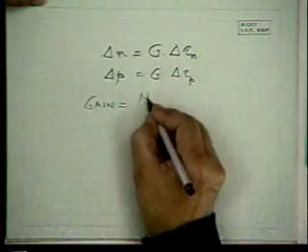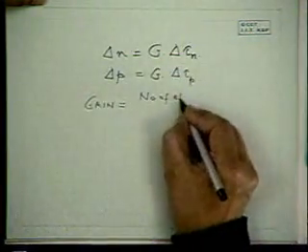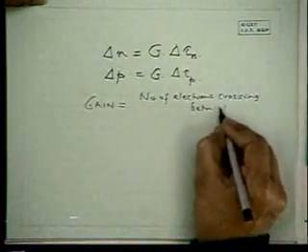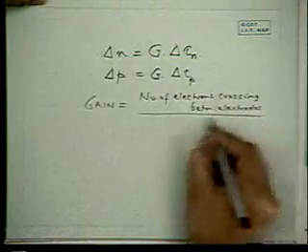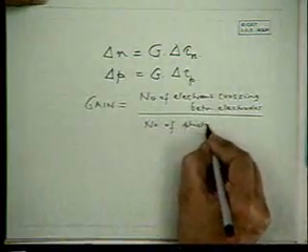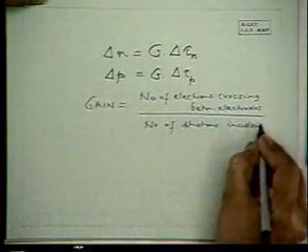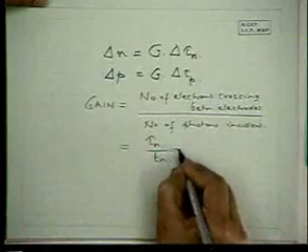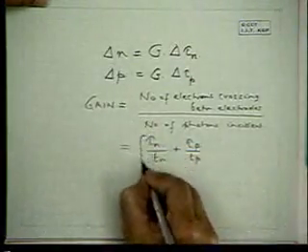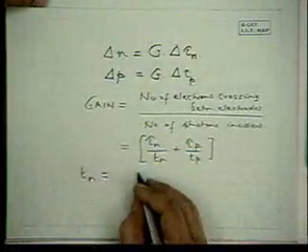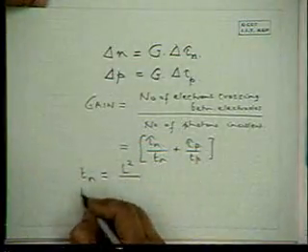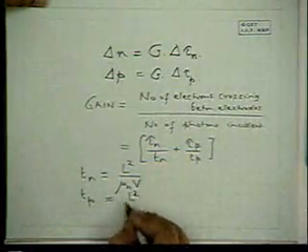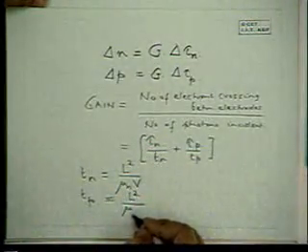the gain, which is the number of electrons crossing between electrodes over the number of photons incident, is tau n by Tn plus tau p by Tp, where Tn and Tp are the transit times, and from simple considerations, if the mobility is mu and the applied voltage is V, the transit times are L squared by mu n V and L squared by mu p V.